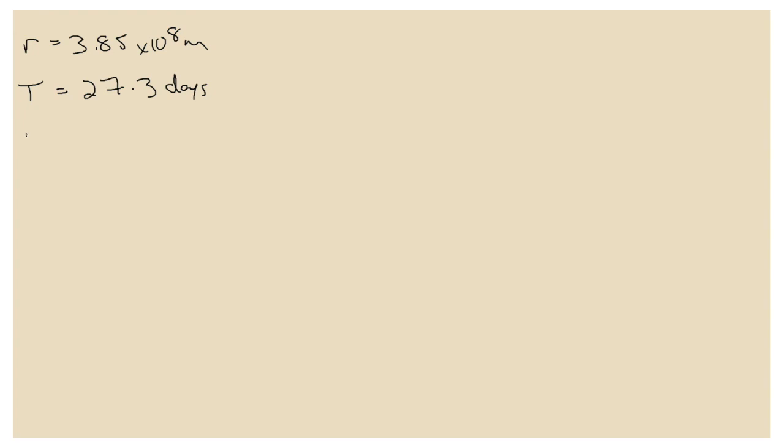And then, of course, we're going to use that to find the mass of the Earth. And, of course, we could squeeze big G in there: 6.67 times 10 to the negative 11 meters cubed per kilogram second squared.